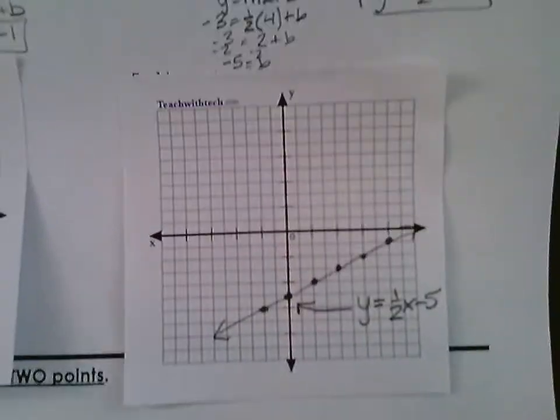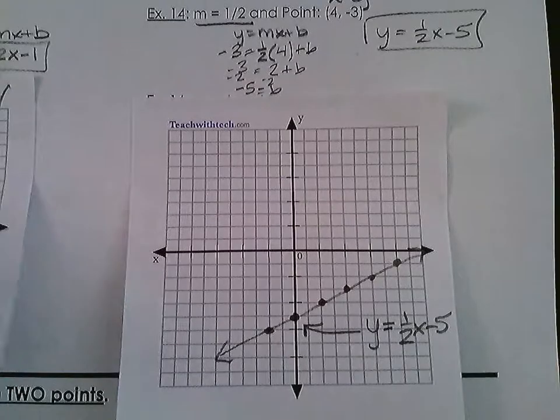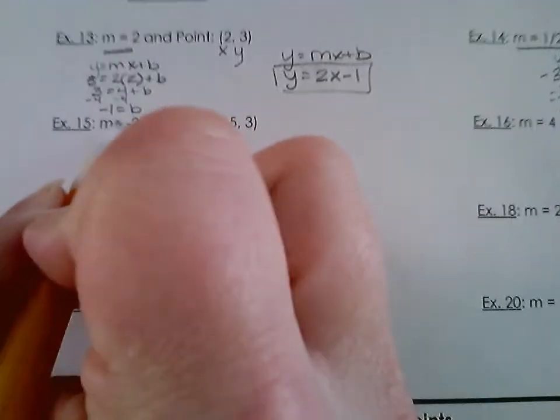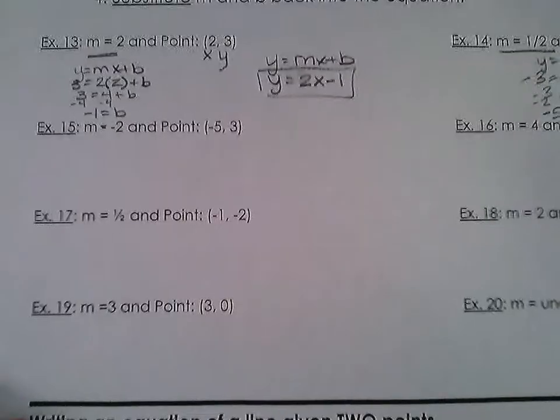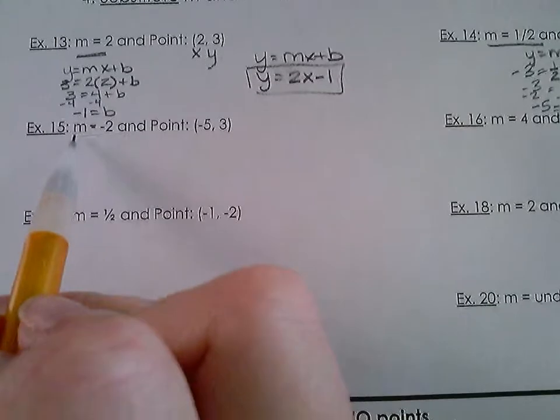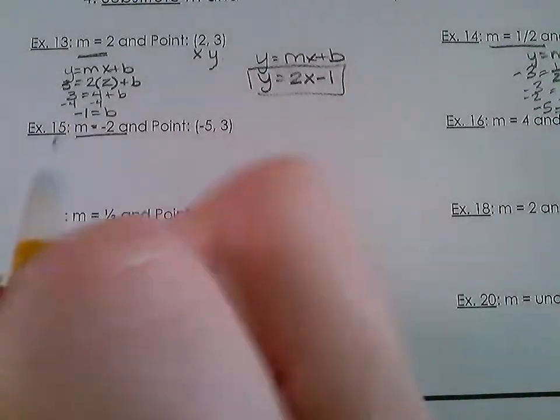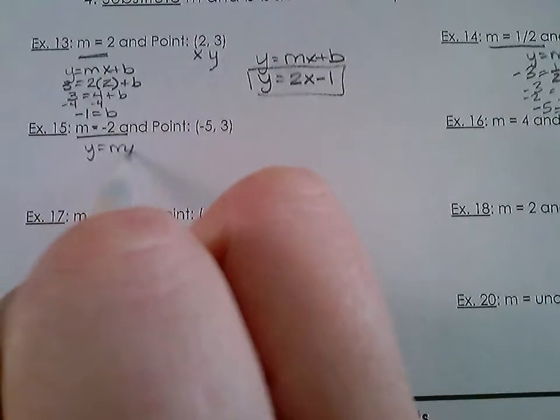All right, so we can continue that trend for each and every one of these. All right, so let's try a couple more. All right, so example number 15. So that should have said m is equal to negative 2. M is equal to negative 2. So again, I know that the slope is something other than 0 or undefined. So I know it's going to fit into y is equal to mx plus b format.